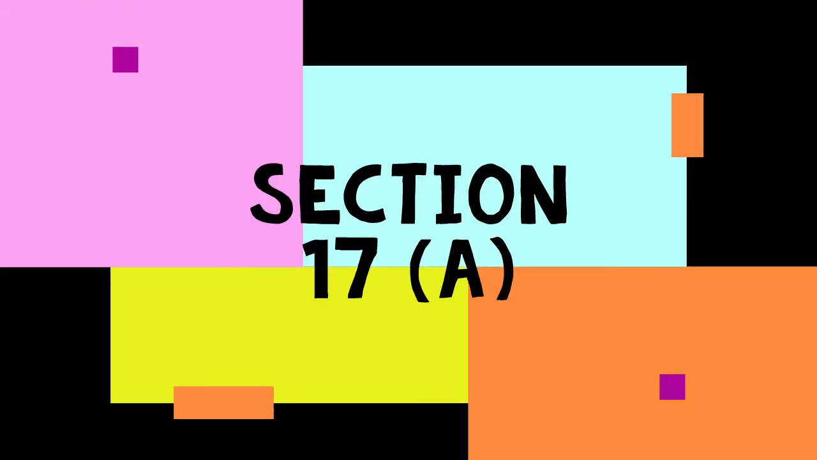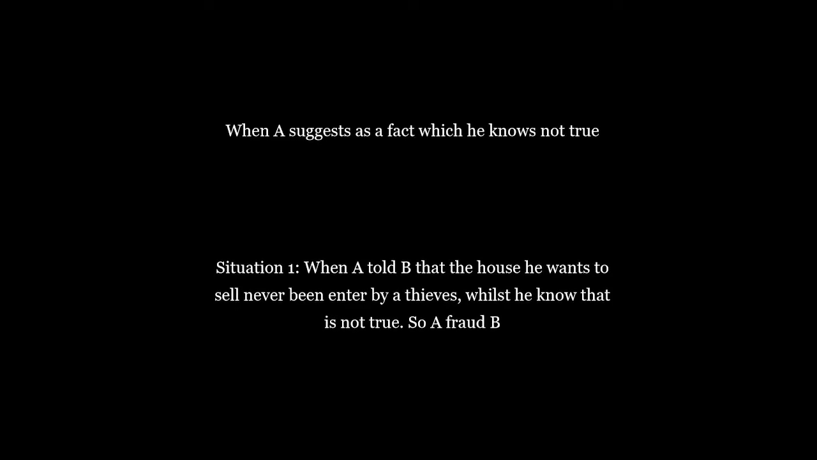Section 17, clause a. Situation 1. A told B that the house he wants to sell has never been entered by thieves, whilst he knows that it is not true. So A frauds B.